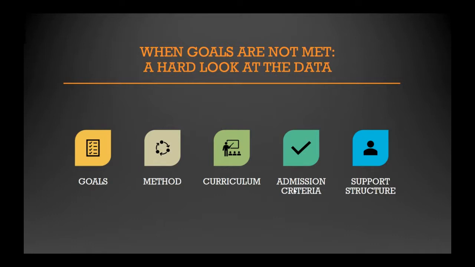Curriculum, so maybe the curriculum needs to be adjusted. Maybe the learning outcomes aren't currently relevant to what you are doing or want to be doing in the classroom that will best serve students. Admission criteria for programs, so maybe you need either a higher or lower level requirement for students entering those programs, and then support structure, supporting faculty, supporting students on multiple levels.